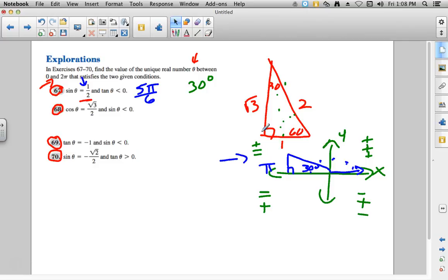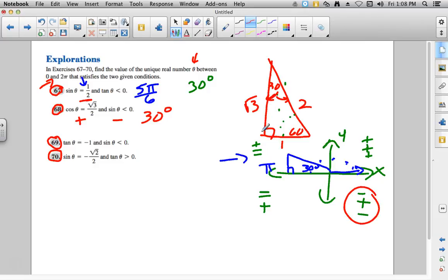Cosine for number 68, again, same type of thinking where I'm thinking it has to be a 30, 60, 90 triangle here because I need my cosine to be the square root of 3 over 2. And again, it has to be 30 degrees because we'd have adjacent over hypotenuse. So we're looking at 30 degrees, but my cosine has to be positive and my sine needs to be negative. And that is only going to happen in 4th quadrant.